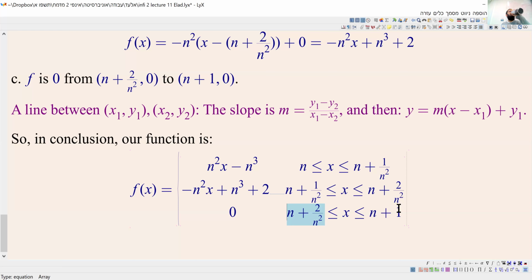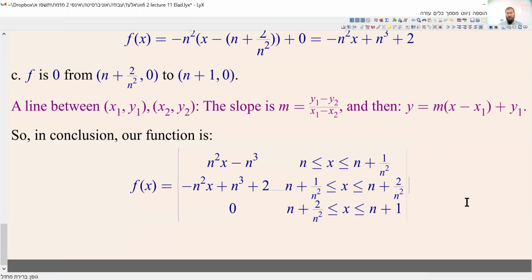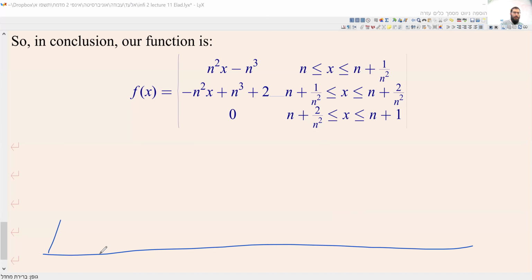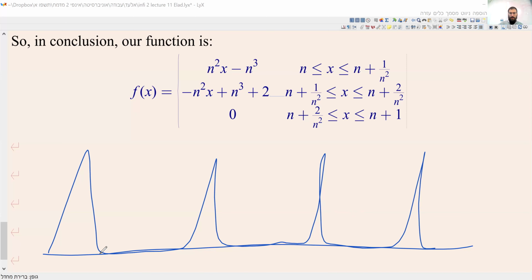This function, there are an infinite number of triangles. The point is that they become smaller and smaller. The height is still the same. It's always one, but the width becomes narrower and more and more narrow.